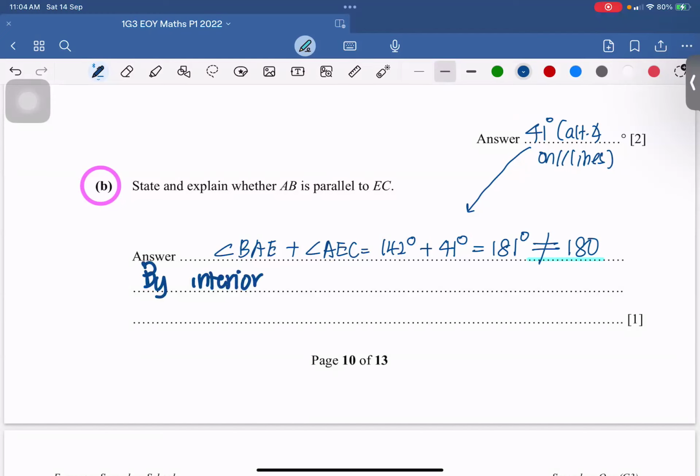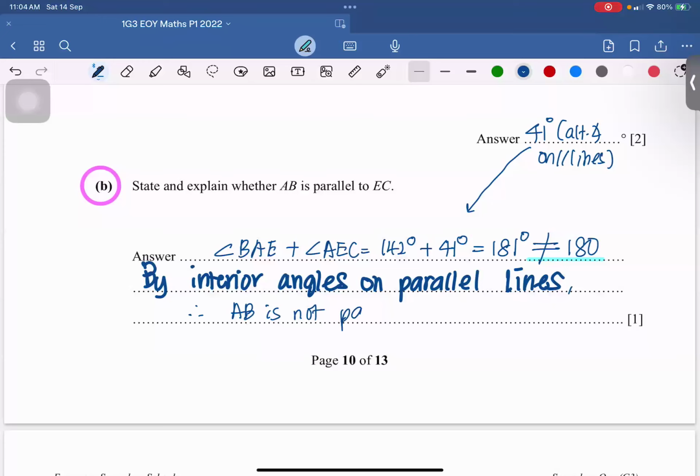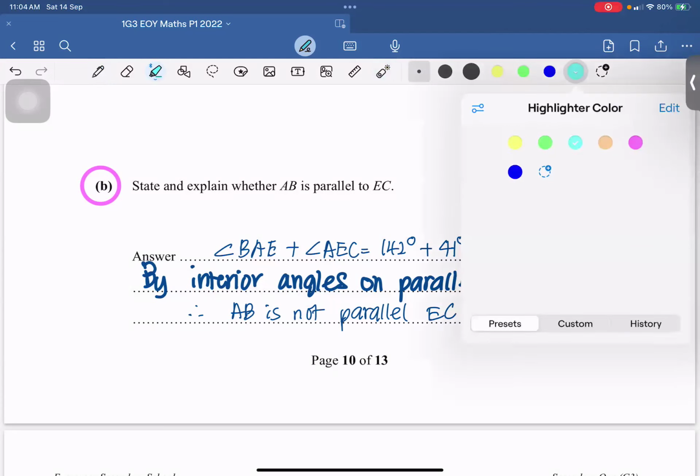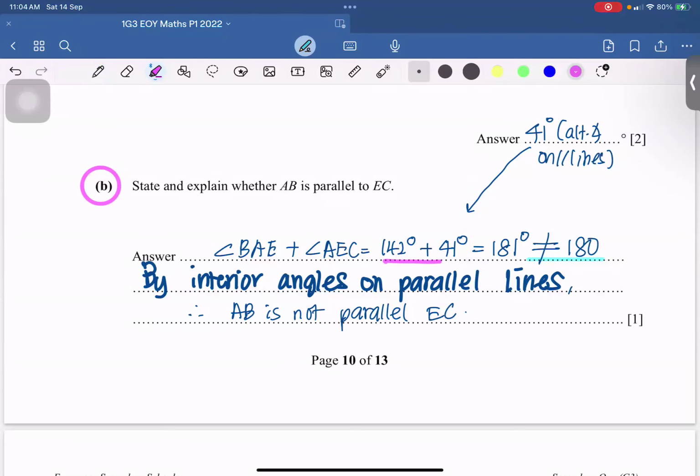Then you write the angle property reason: interior angles on parallel lines. This part is important, parallel lines. Therefore, since they are not equal, AB is not parallel to EC. Please do take note for this portion. You need to state the numerical values over here. You have to state the numbers correctly, give the angle property reason, then make the conclusion.